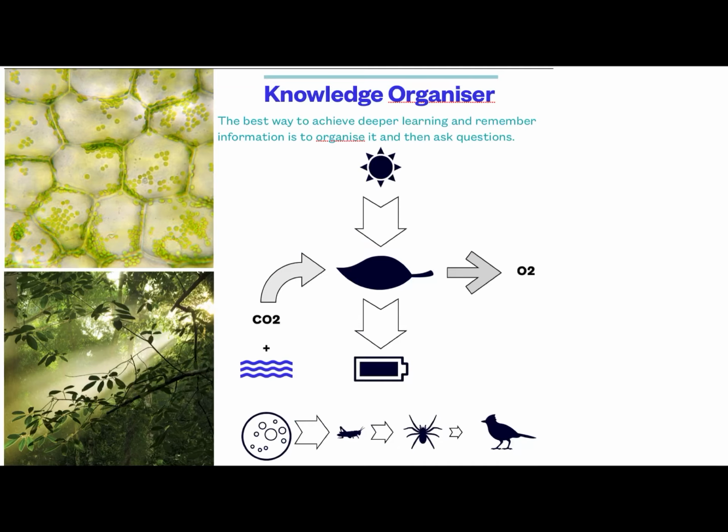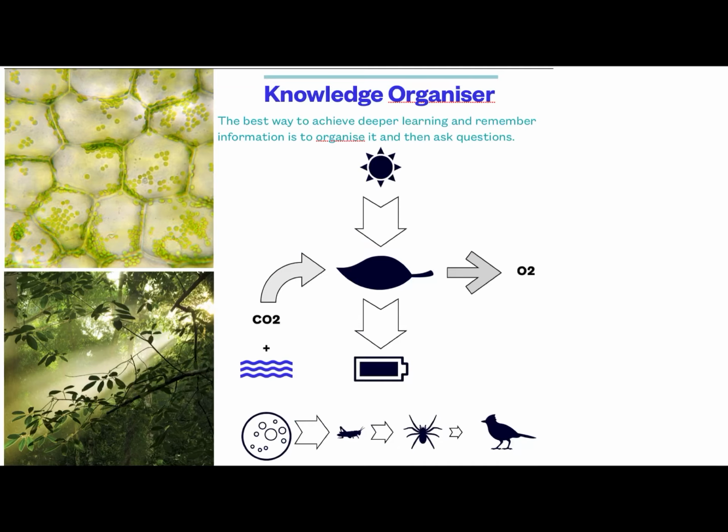Now, if we have CO2, we have water, and we have light energy, and the leaf has chloroplasts, then it can do photosynthesis. So that battery at the bottom represents energy. We're taking the light energy from the sun and we're making it into chemical energy. Along the bottom, plant cells then make chemical energy.